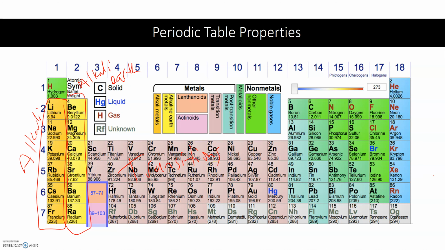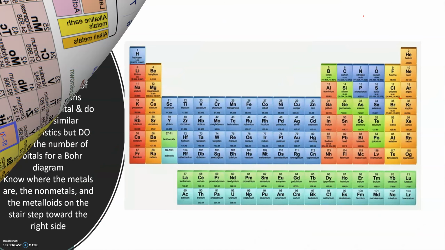These are your transitions. Over here, we've got your halogens. Very reactive nonmetals, the most reactive nonmetals. And then over here, your noble gases, which are inert. Know that word. It means that they don't react. Okay? Noble gases don't react.